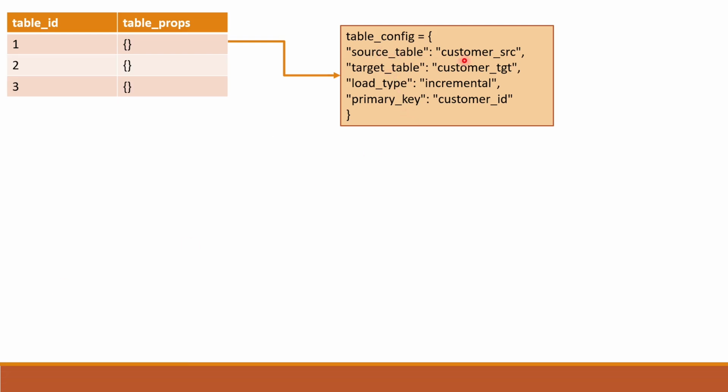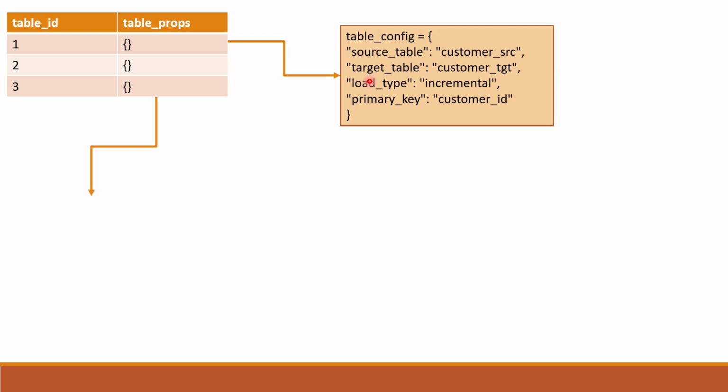So we have source table, target table, load type, and primary key, and values associated with those. So these are keys and these are values associated with those keys. So for each table, we'll store it. And this is nothing but a dictionary. So we are storing our metadata in the form of a dictionary.